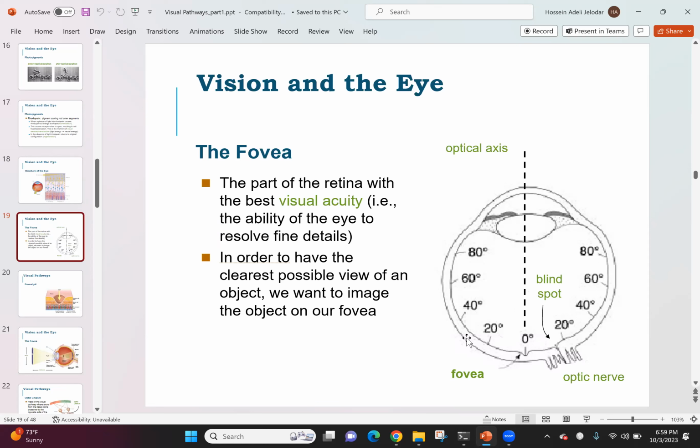So visual acuity is another name for high resolution details. And in order to have the clearest view of an object, we really want the light from that object to reflect on our fovea.